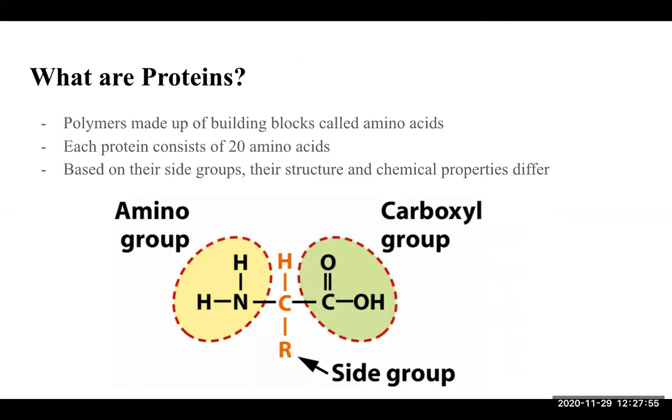So what are proteins? Proteins are polymers made up of building blocks of amino acids, and each protein consists of about 20 amino acids. Based on their side groups, their structure and chemical properties differ between all of them. So one amino acid is composed of an amino group, a carboxyl group, and then a side group.